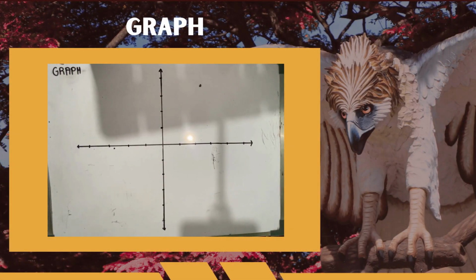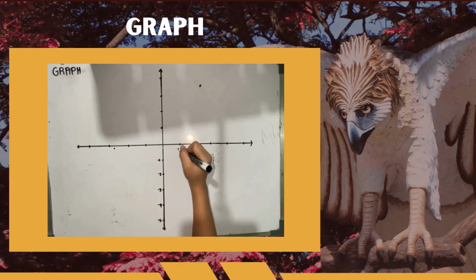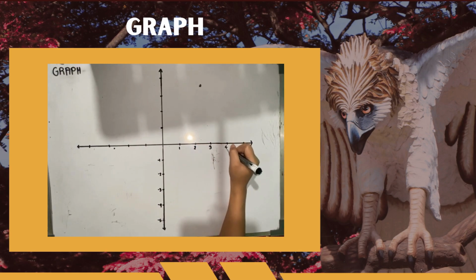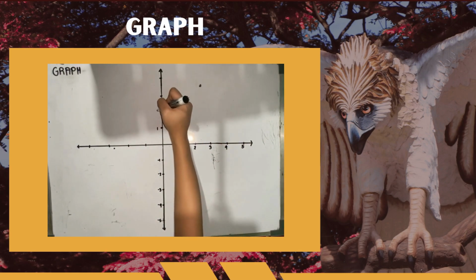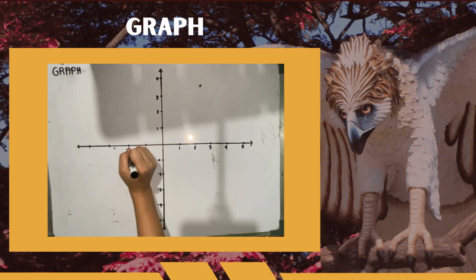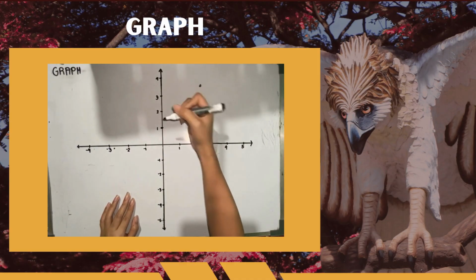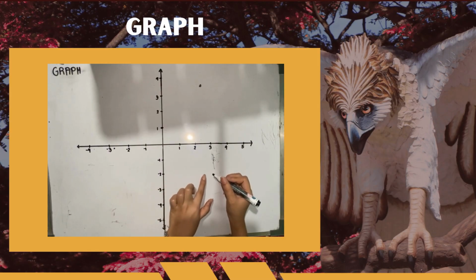And now, let's go to graphing. With the help of our table of values, we can easily locate those points, and with that, we can easily connect those points in forming our curves. So here, as you can see, we are slowly doing our curves.